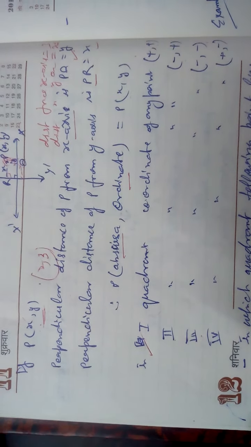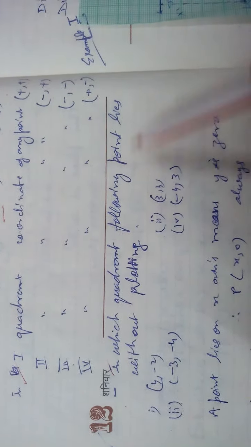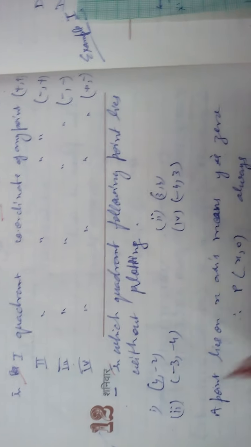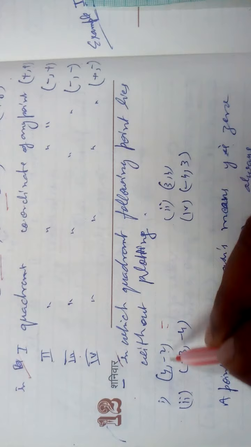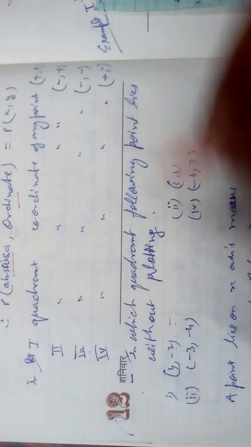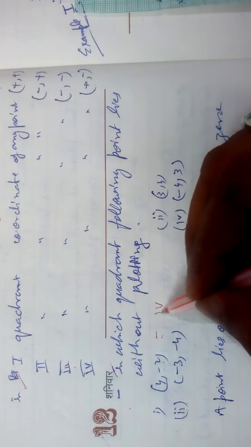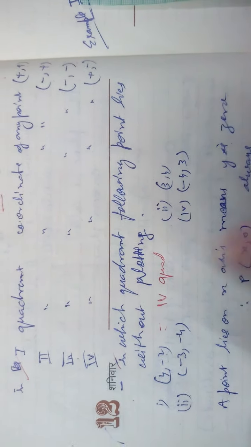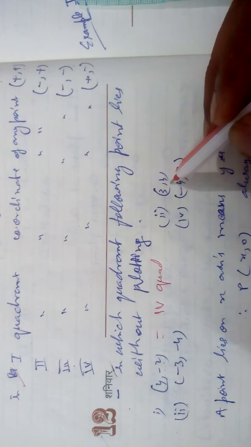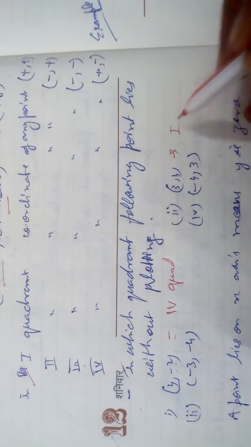So one example I am giving. In which quadrant does the following point lie, without plotting? 4, -2. What will you write? Plus, minus. Plus, minus means it is the fourth quadrant. The second one is given 3, 4. Both are positive. In which quadrant? First. So where will it lie? First quadrant.